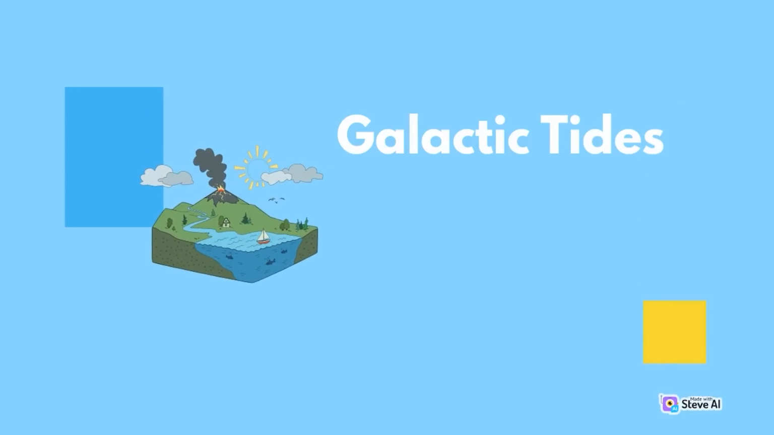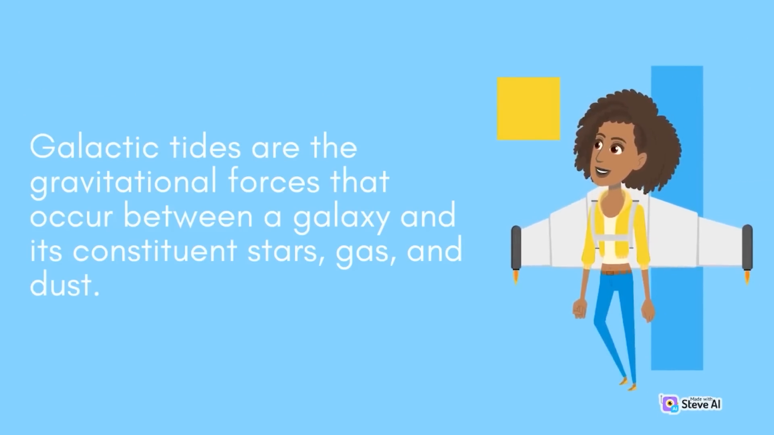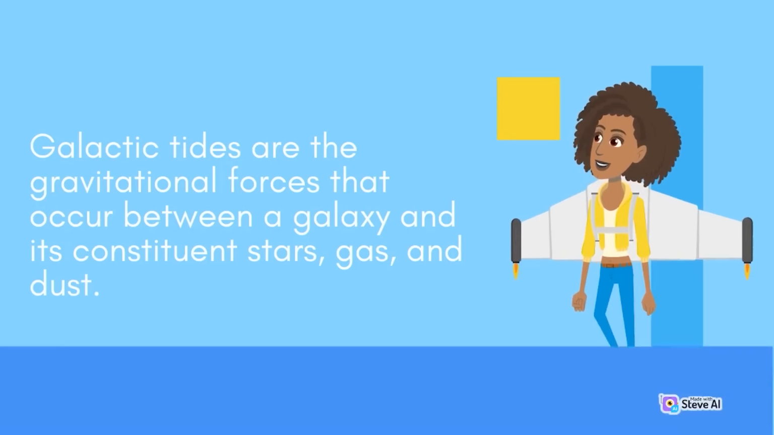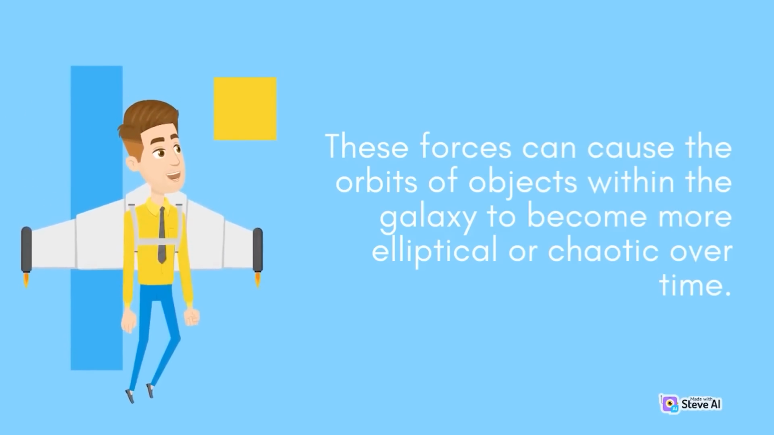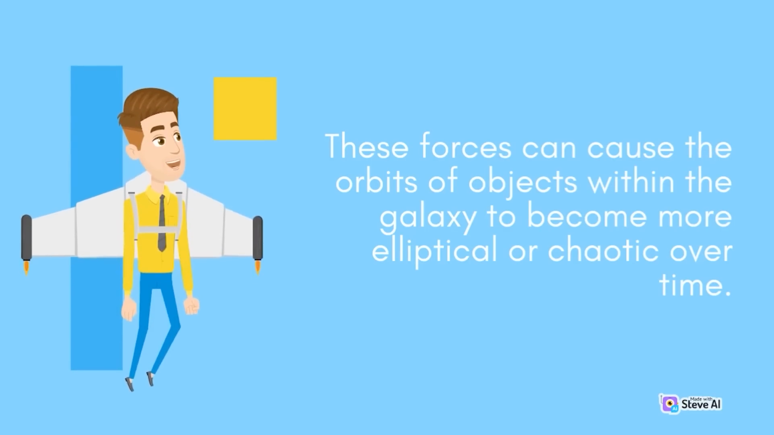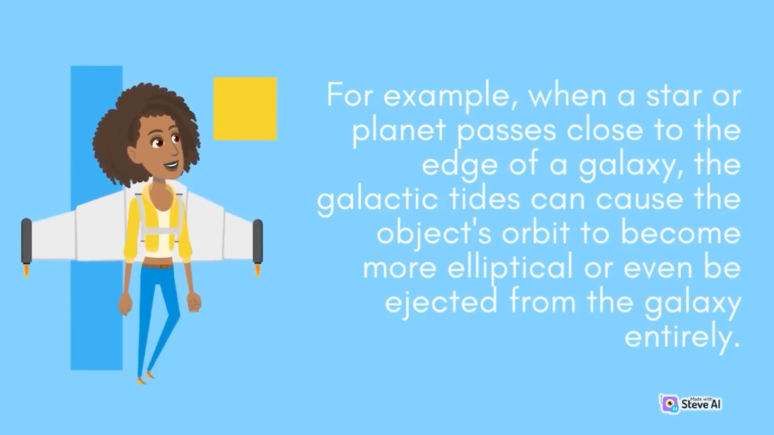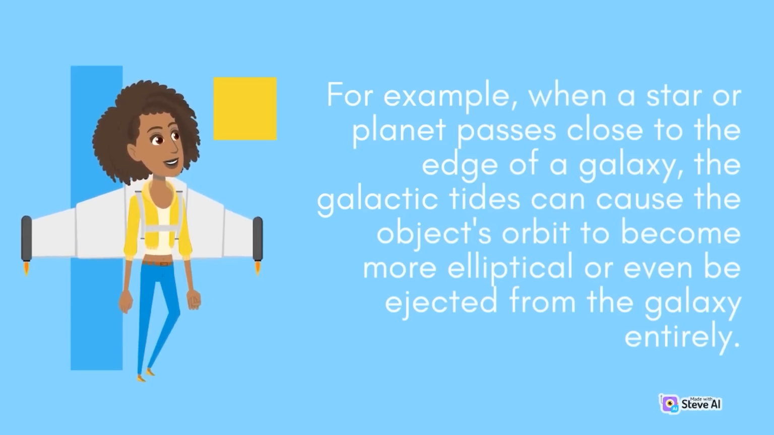Galactic tides. Galactic tides are the gravitational forces that occur between a galaxy and its constituent stars, gas and dust. These forces can cause the orbits of objects within the galaxy to become more elliptical or chaotic over time. In addition, galactic tides can also cause the orbits of objects outside the galaxy to be perturbed. For example, when a star or planet passes close to the edge of a galaxy, the galactic tides can cause the object's orbit to become more elliptical or even be ejected from the galaxy entirely.